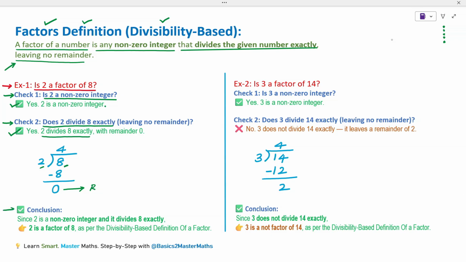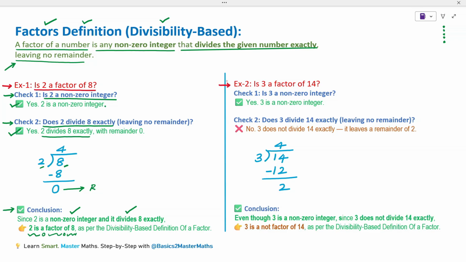Therefore, since 2 is a non-zero integer and it divides 8 exactly, according to the definition, 2 is a factor of 8. Got it? Let us move on to example 2.